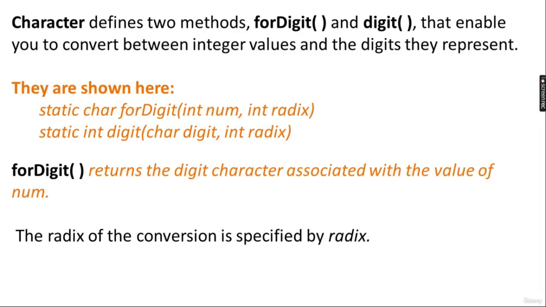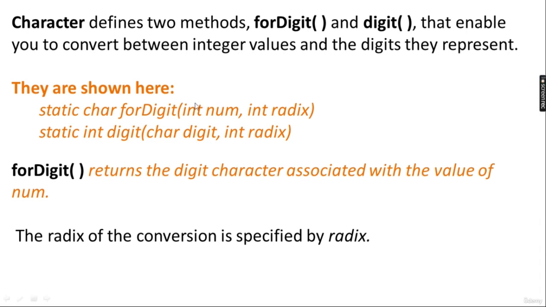Character defines two methods, forDigit and digit, that enable you to convert between integer values and the digits they represent. Static char forDigit(int number, int radix) and static int digit(char digit, int radix). forDigit returns the digit character associated with the value of the number. So whatever number you are specifying, its digit character will be returned by using this forDigit method. And the radix of the conversion is given by the radix.